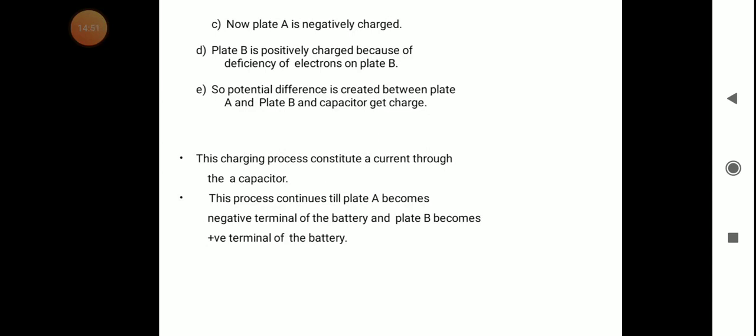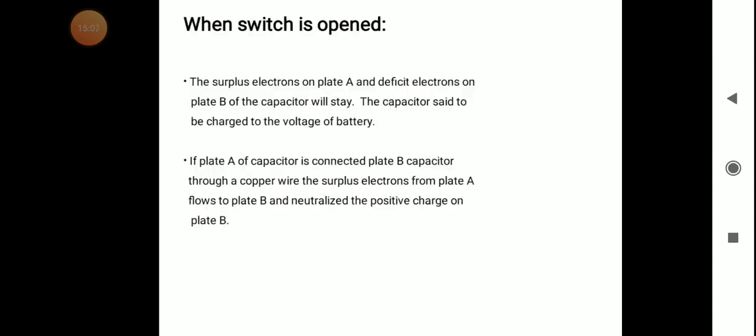Now we have closed the switch. Next we try to open the switch. If we open the switch, what happens? We already discussed it, but once again we will see. Initially the switch is open. After we close the switch, some operation takes place and the capacitor is charged. After charging, now I am opening the switch.